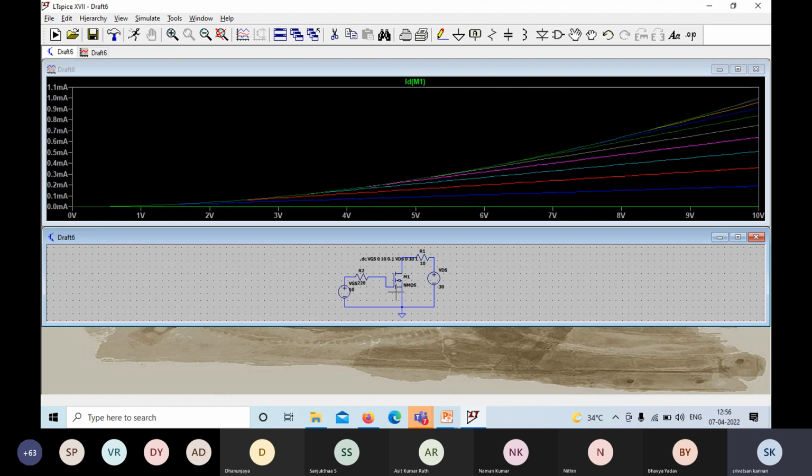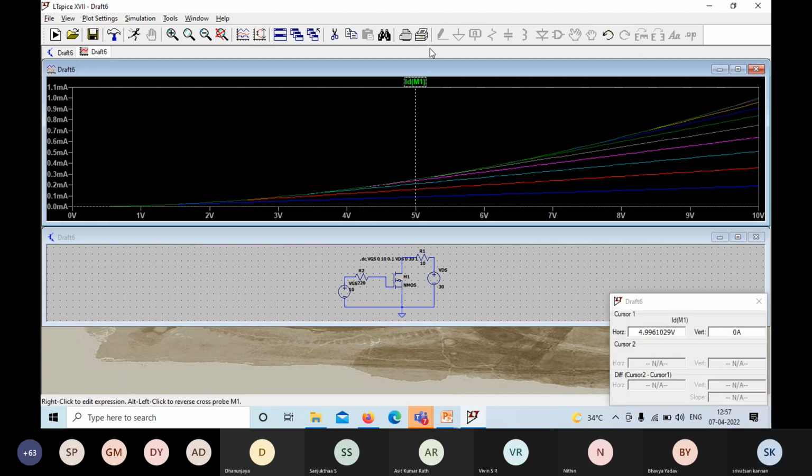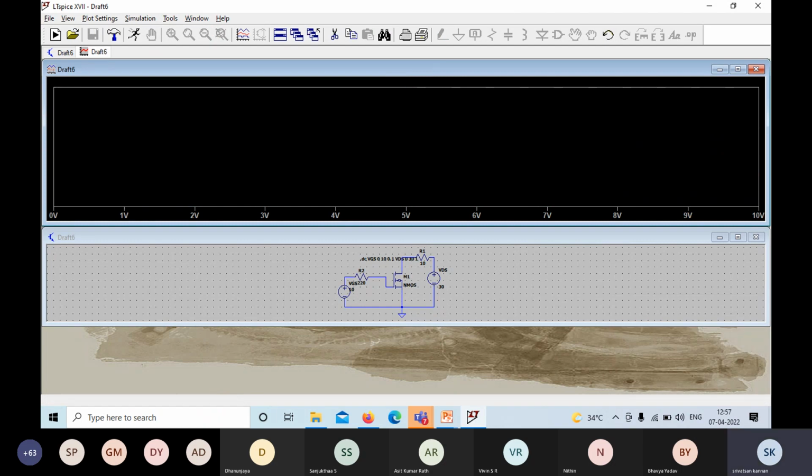Next thing, you can try this. You can verify the operation of MOSFET as a switch. See, last class we did the transistor switch. So you can verify the operation of MOSFET as a switch. Last class we did transistor switch, or not? You remember? Yes or no? So next you do the MOSFET switch. I'll show you the MOSFET switch operation.